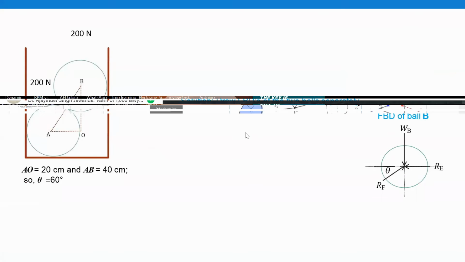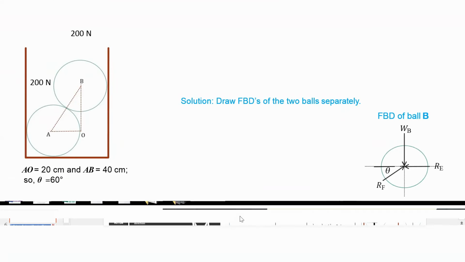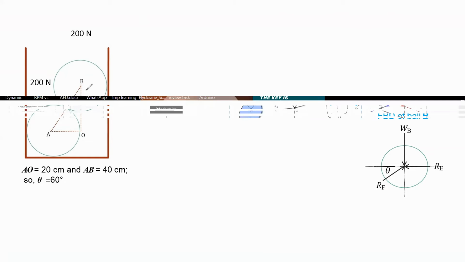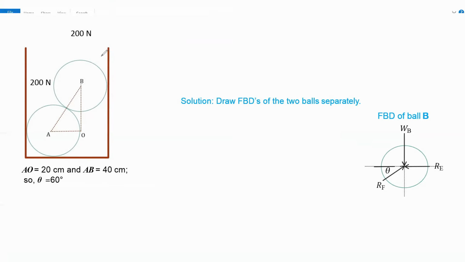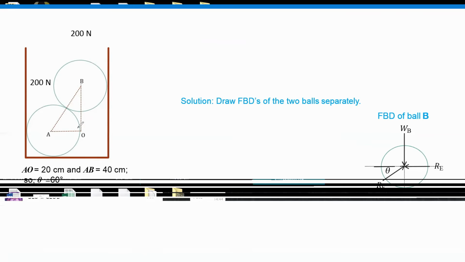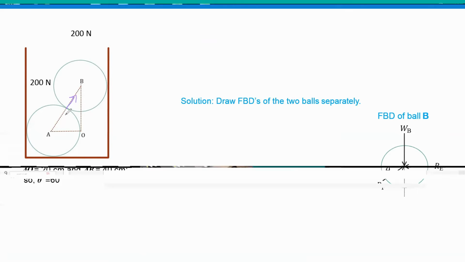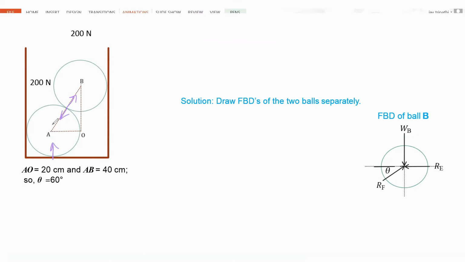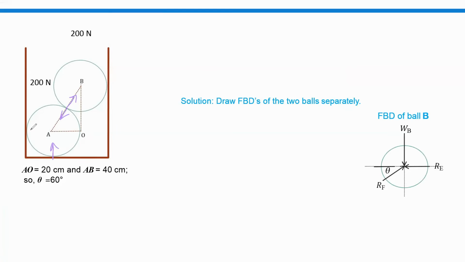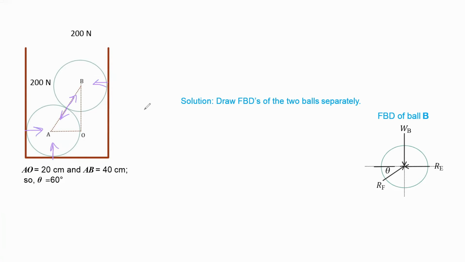Okay, now let's take one problem from free body diagram. Here we have a container, and in the container we have two spheres. This is sphere A and this is sphere B, right? And these are in equilibrium. So how to determine the reactions? This normal reaction that is acting on ball A from the wall, and this normal reaction and this normal reaction. So these normal reactions we have to determine.